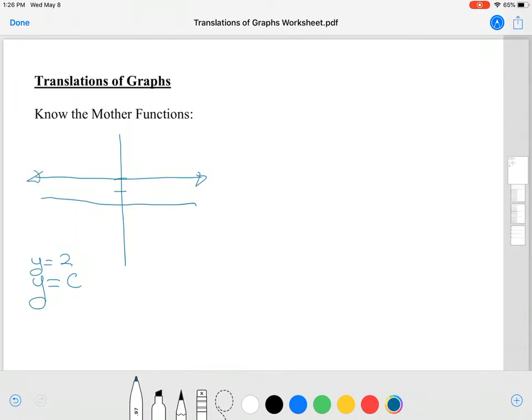Okay, the next function I want to review with you is just a linear function. Just y equals x. Let's actually do this in a different color so it's easy to tell the difference between the function and the axes. So this is just your mother function, your linear function, y is equal to x.